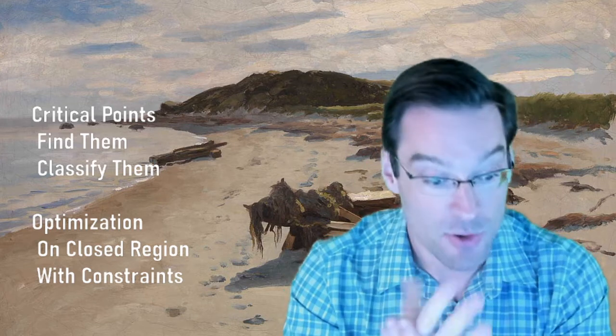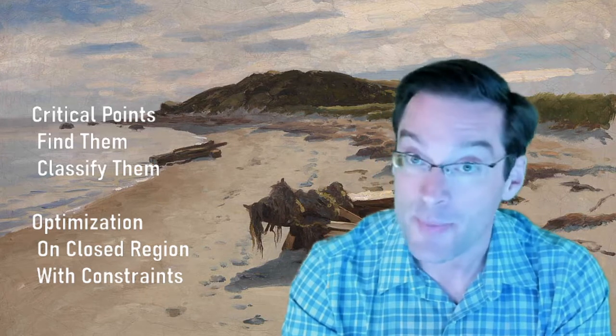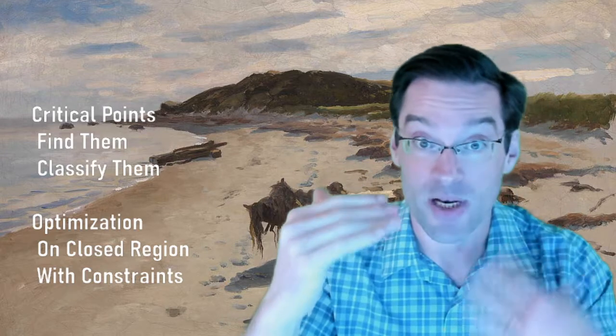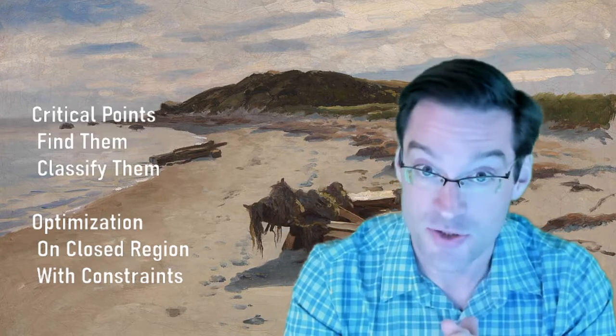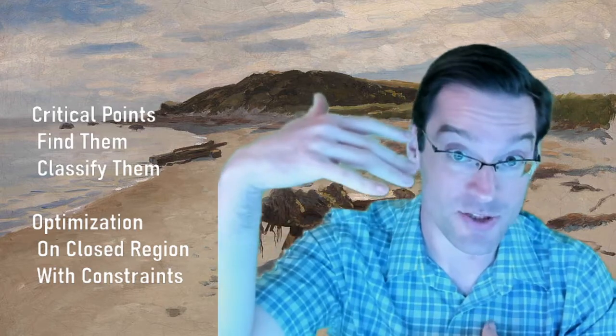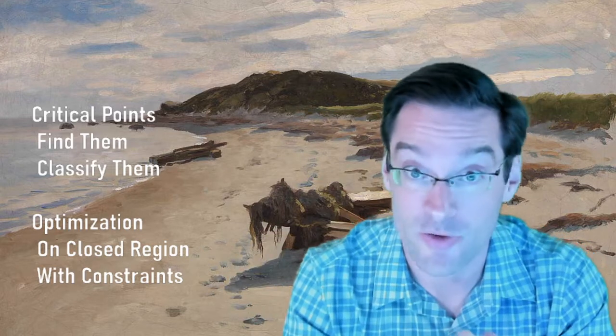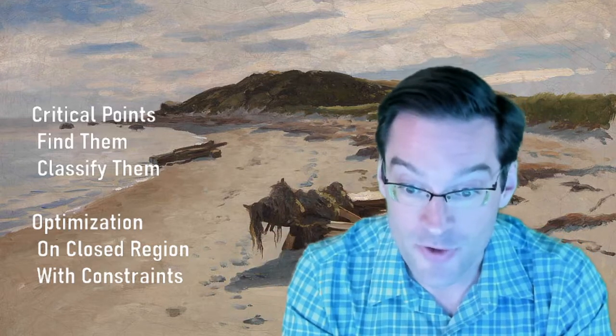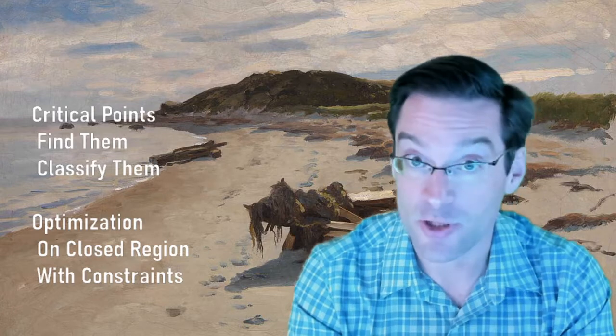So our first question is going to be, if we're trying to do optimization, find a maximum and minimum point of a function, figure out how large can the value of a function get and how small can the value of a multivariable function get. The first place to start that process is to look for critical points.